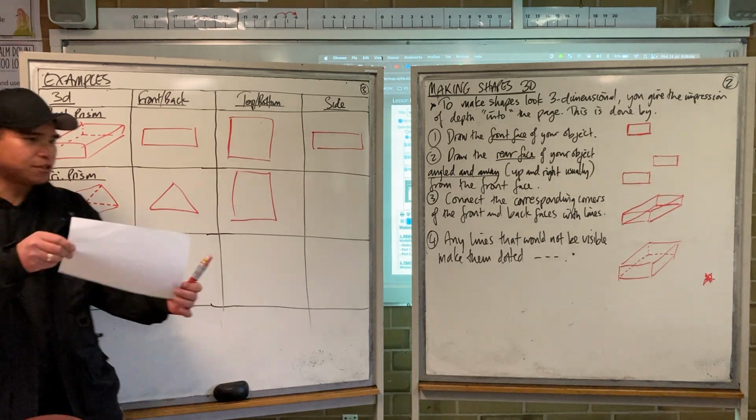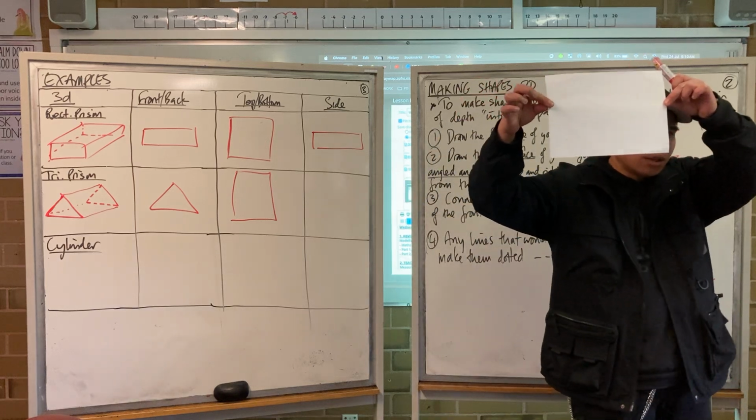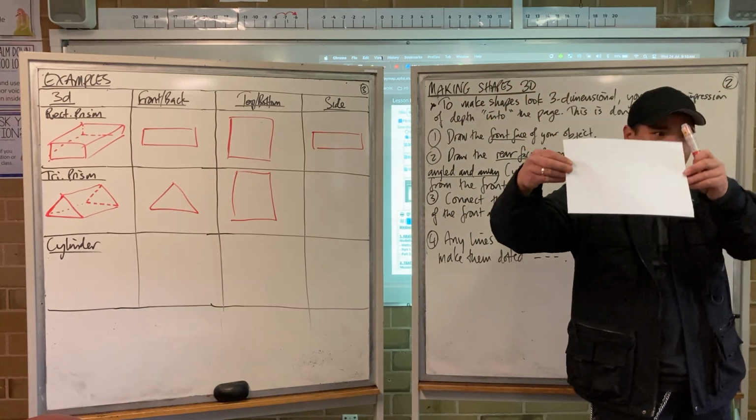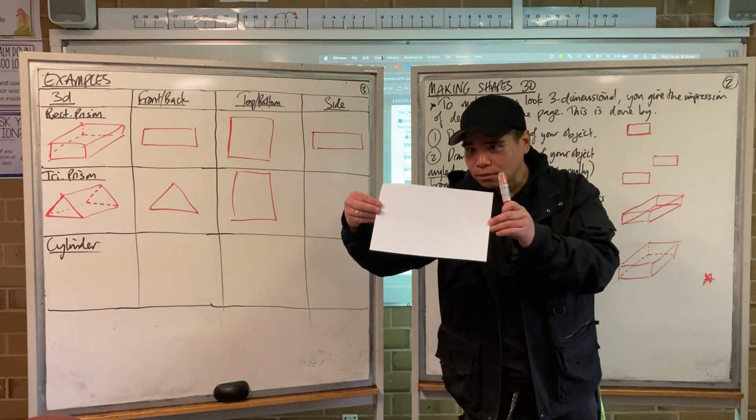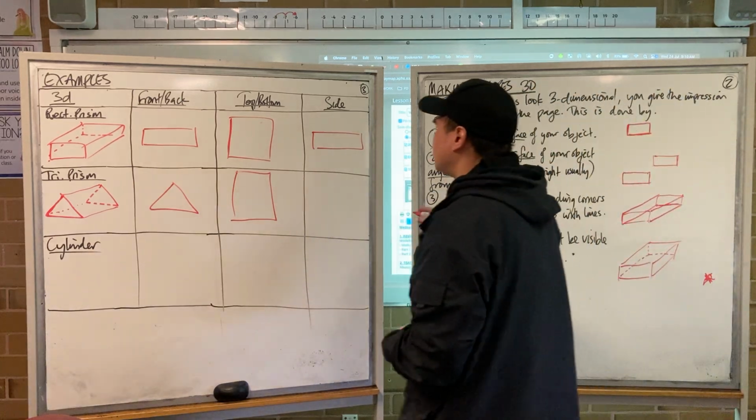Is this A4 piece of paper straight up and down? What does it look like? I'm going to turn it like the side of a triangular prism. Does it still look like a rectangle? Is it kind of thinner? So it's still going to be a rectangle.